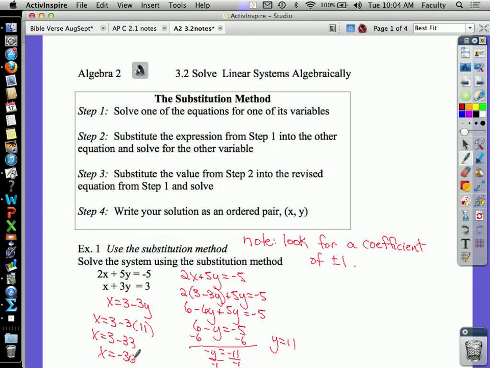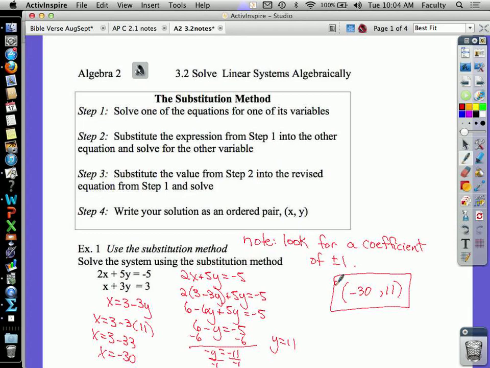Now, Megan, what is step 4? What does step 4 say? Write your solution as an ordered pair. So we're going to write that that's negative 30, comma 11.